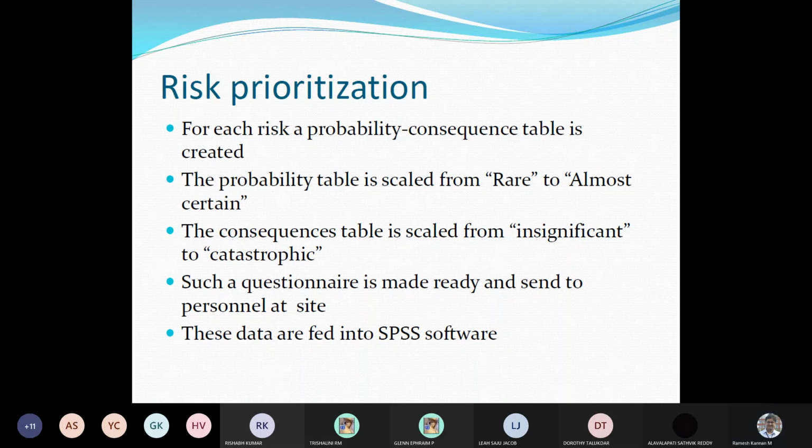right, in detail. Then the consequence table, as I told you, goes from insignificant to catastrophe, from severe to less severe or moderate, light, and something like that. Then a questionnaire is made, and we have done something in SPSS. In fact, SPSS is pretty old now. It's almost not used nowadays. Predominantly, people use R and Python nowadays, because SPSS is proprietary software, whereas R and Python are open source, so anybody can use them.